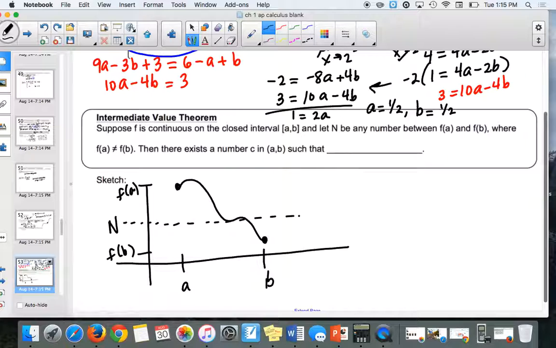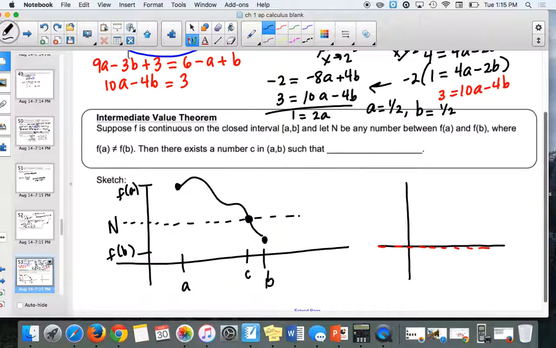Okay, then there has to be at least one number c, so at least one place where it's crossing y equals n. Can there be more than one? There could be more than one. So there is at least one number where that's true. So how do we use this? Usually if you see an AP question on the intermediate value theorem, it has to do with zeros.